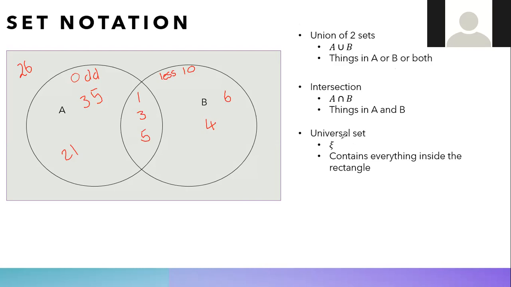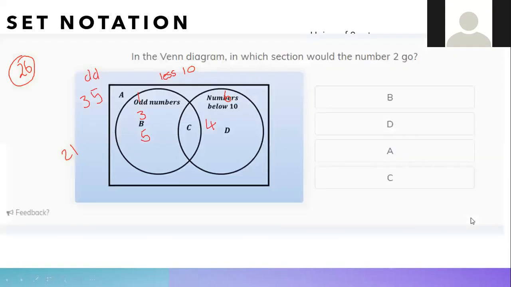Then we have our universal set again. So we had this symbol before. This contains everything inside the rectangle. So if we had a universal set, it would also include the number 26. This is the only notation where it would include the number 26. All the others would include the other ones there. So let's get rid of that.